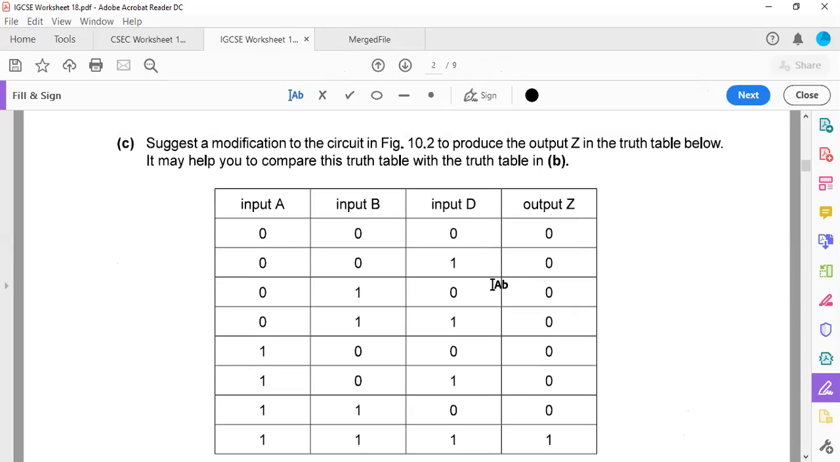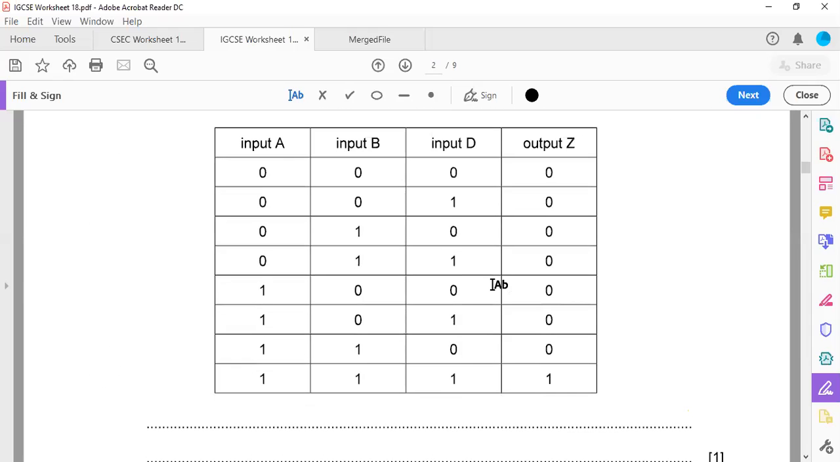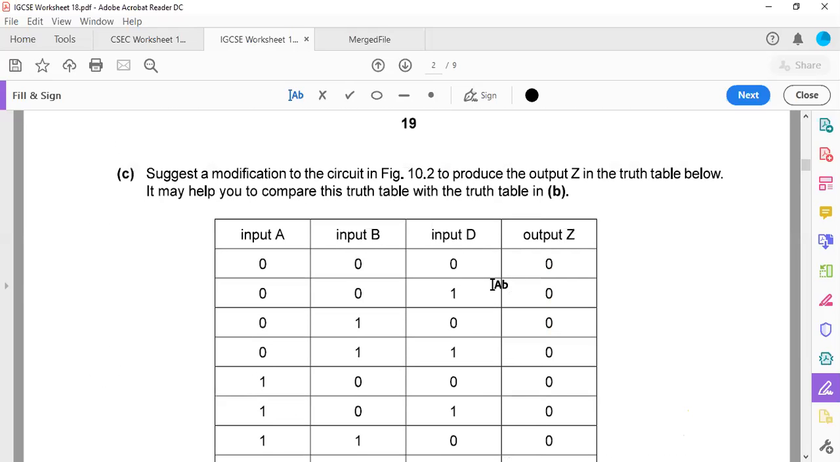So we're moving on to part C of the question now. Part C of the question says, suggest a modification to the circuit in figure 10.2 to produce the output Z in the truth table below. It may help you to compare this truth table and the truth table in B.